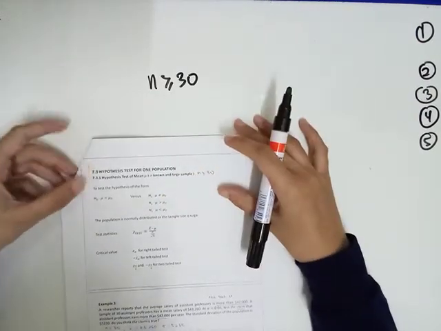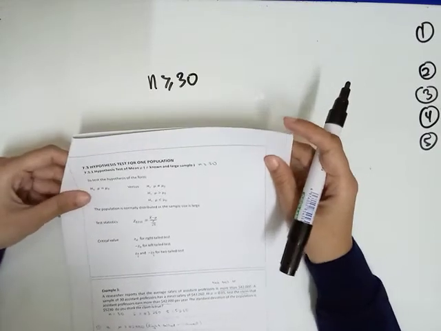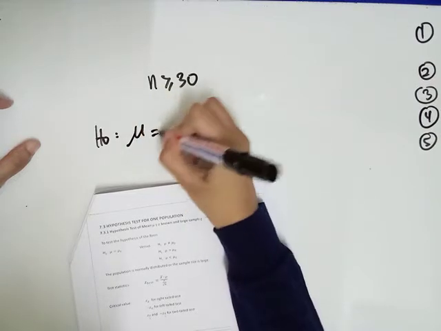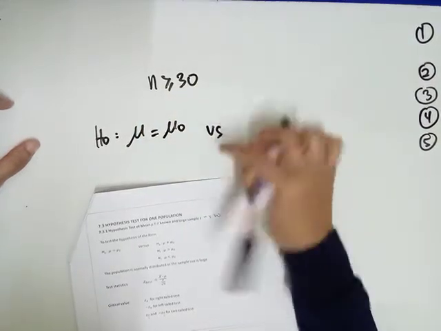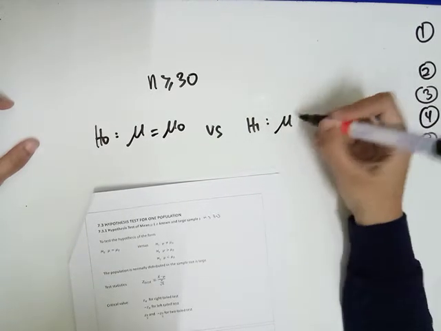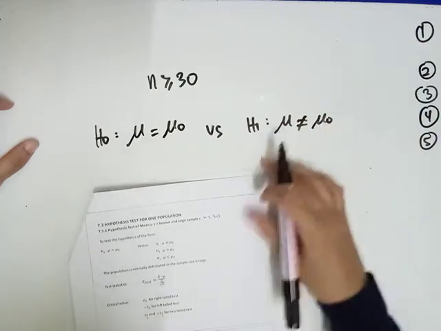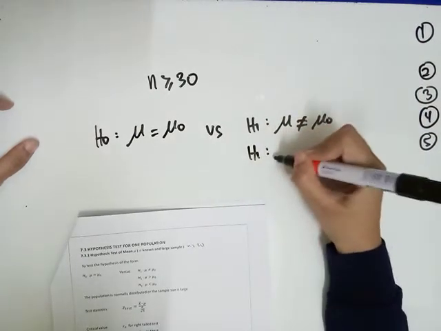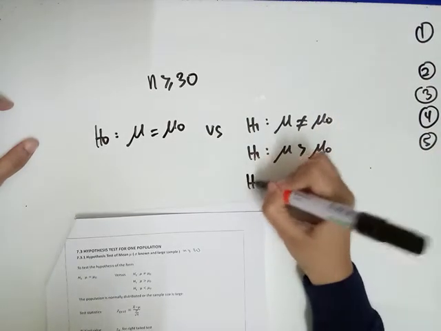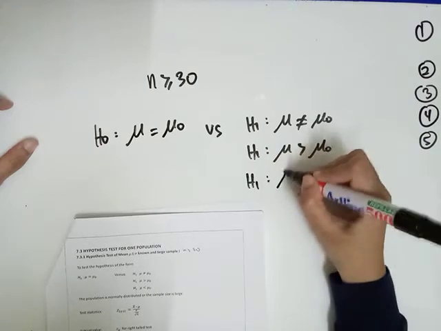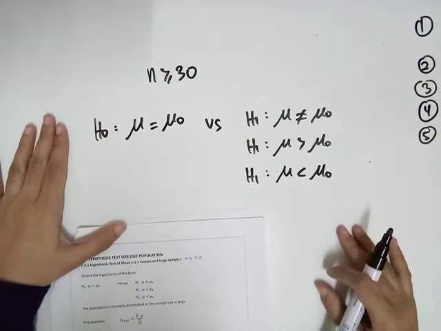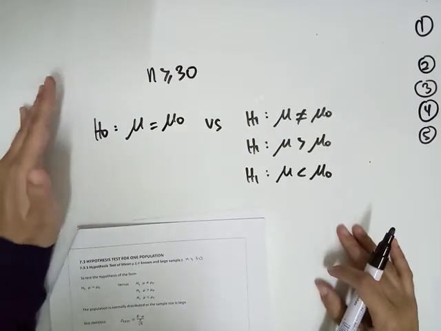So to test the hypothesis, it is in the form of H naught: mean equals mu naught, versus H1. The first H1 is that the mean is not equal to mu naught. The second one is when the mean is more than mu naught, and the third one is when the mean is less than mu naught. That means we need to state the H naught and H1.